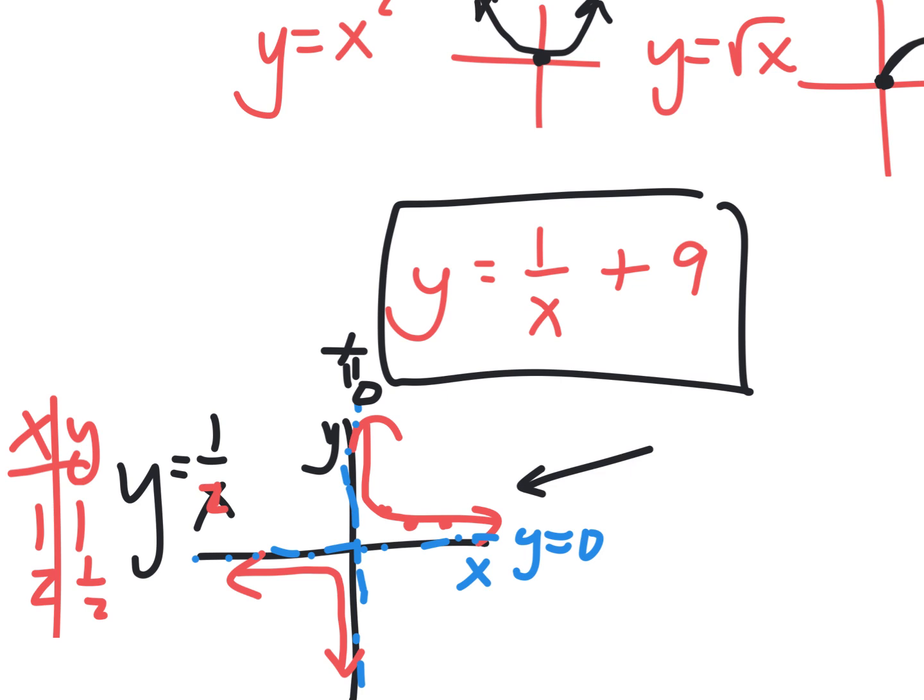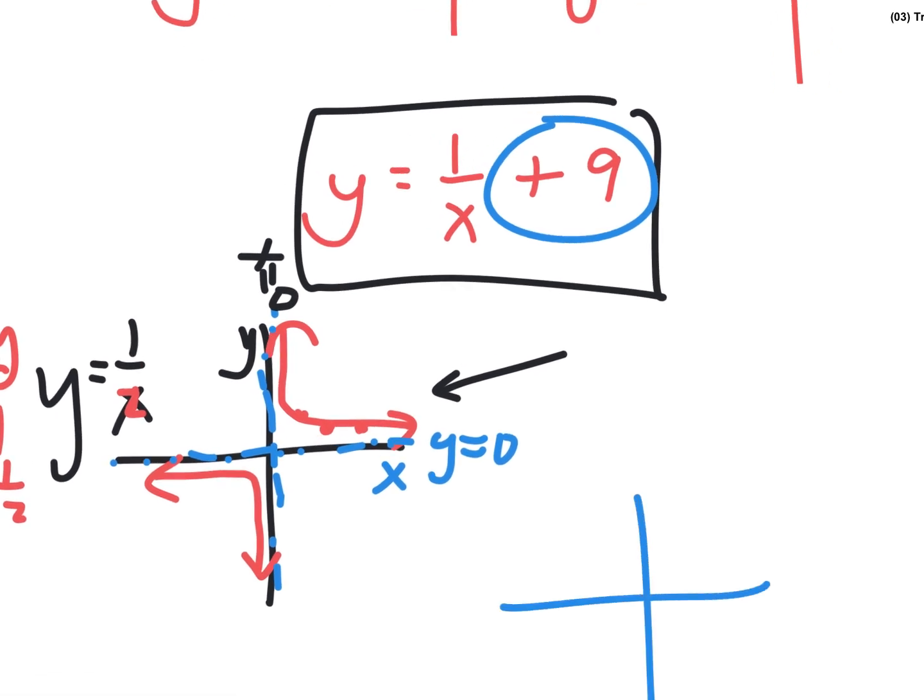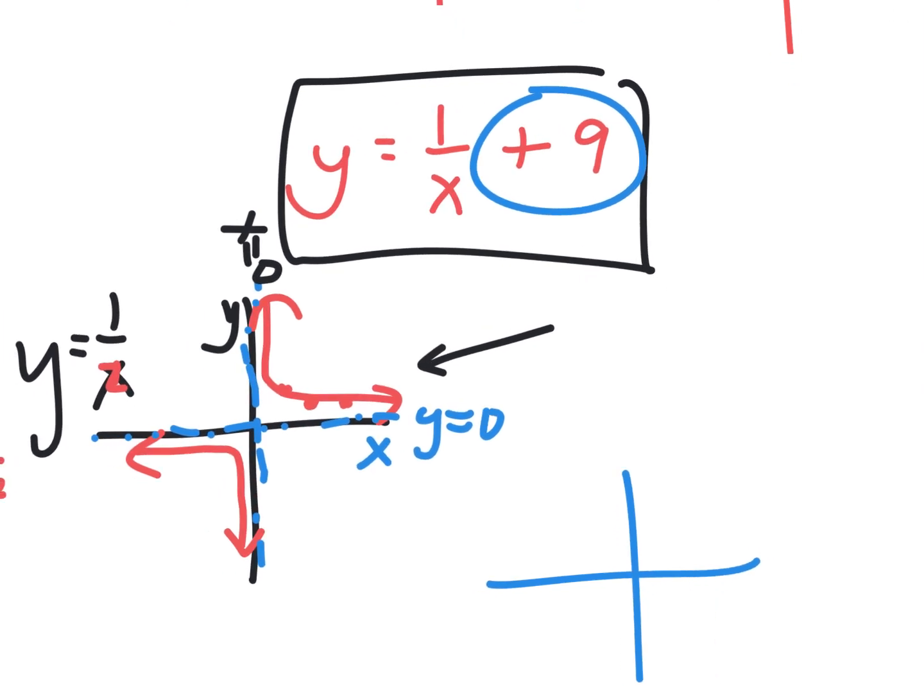All right, now this one is the one I mentioned, and you have to know that it starts looking like that. And then you have to know that this thing moves it up 9. So if I made a new picture of it, I would have to go, okay, if I go up 9, there used to be an asymptote at 0. Now there'd be an asymptote at 9. Do you see how that whole thing got moved up 9?